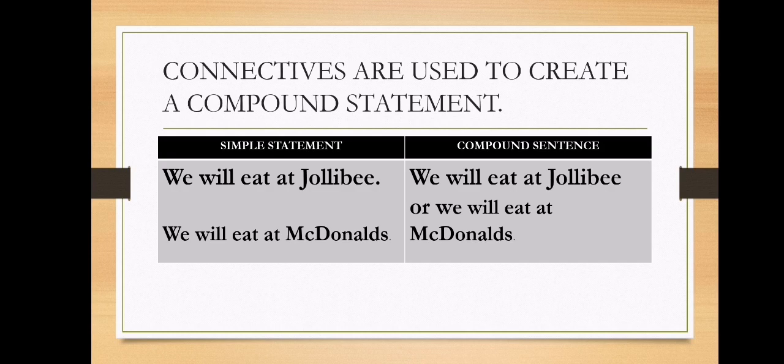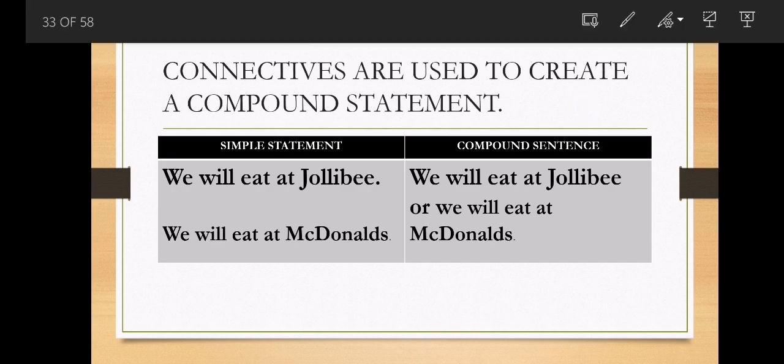We have here two simple statements. Number one statement is we will eat at Jollibee and then we will eat at McDonald's. So to create a compound sentence, we have connectives, and our connective here is or. So the compound sentence is we will eat at Jollibee or we will eat at McDonald's.